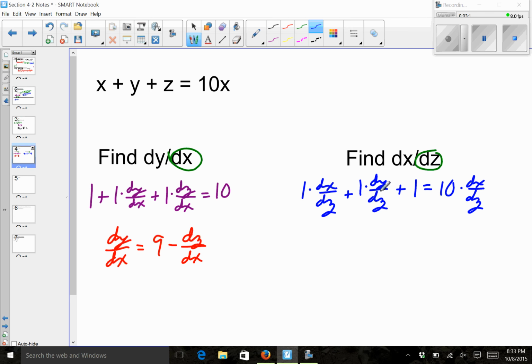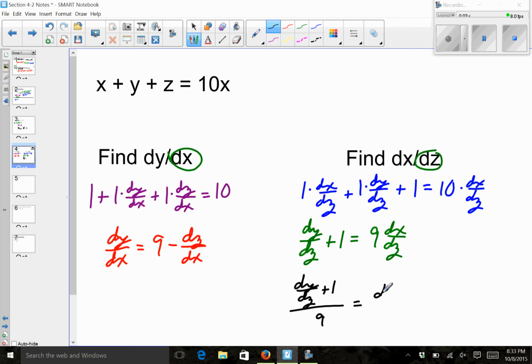Well, now I have dx/dz on both sides, which I want to know what that is. I'm just going to move all my dx/dz's to one side by subtracting this 1 dx/dz. And so that's going to give me dy/dz plus 1 equals 9 dx/dz. Then divide everything by 9, and so dy/dz plus 1, all divided by 9, is dx/dz.